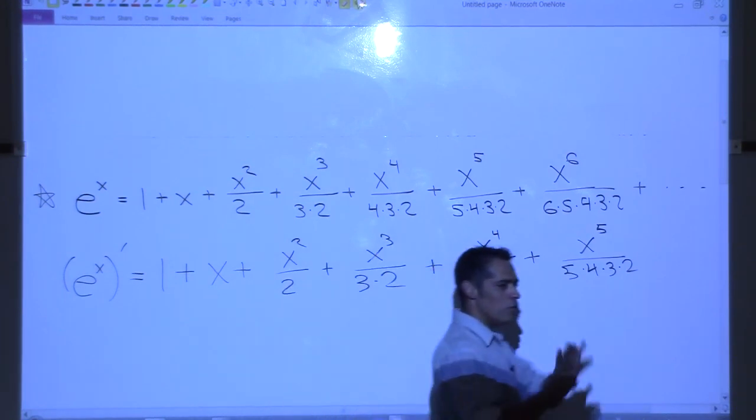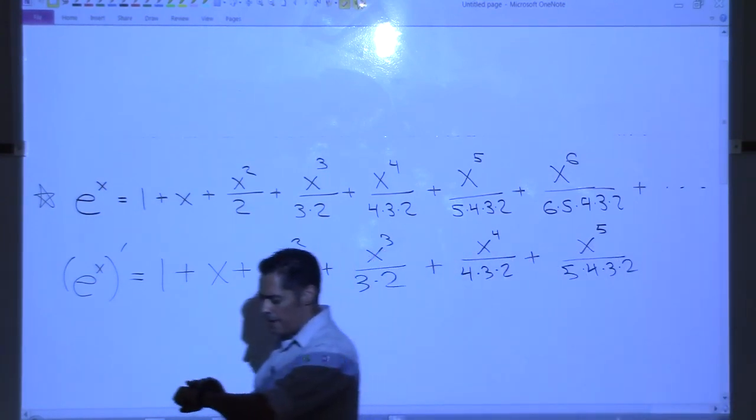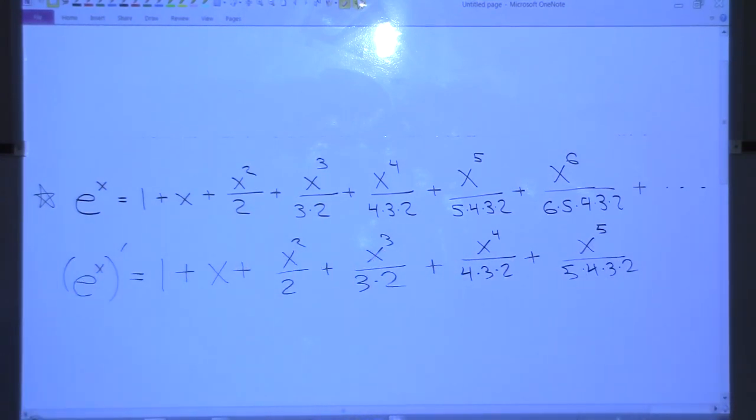Right? It's the only function out there that does it. There's nothing else. You'll never find another one. All right? Y'all have a great weekend. That means the second derivative of it is itself. The 1000th derivative of it is itself.